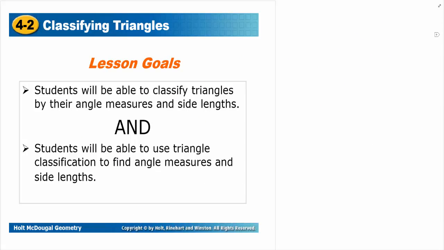Alright, so moving into this lesson. The goals for today, students, are going to be able to classify triangles by their angle measures and their side lengths. You can get that idea from the warm-up, because we were talking about angles and finding side lengths. So we're going to do that in triangles. We have to understand a few new definitions. And students will be able to use triangle classification to find angle measures and side lengths. In other words, we need to know the definitions and then apply those definitions.